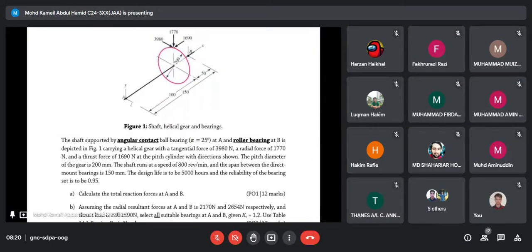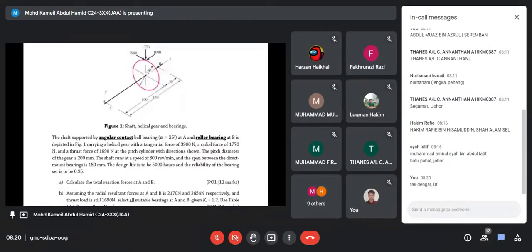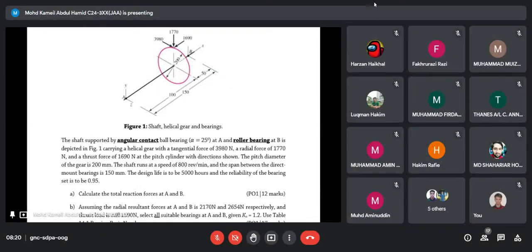So what happened is that for the question related to bearing, normally the question requires you to perform the overall analysis first. Okay, you have to find the cause and support the bearing.